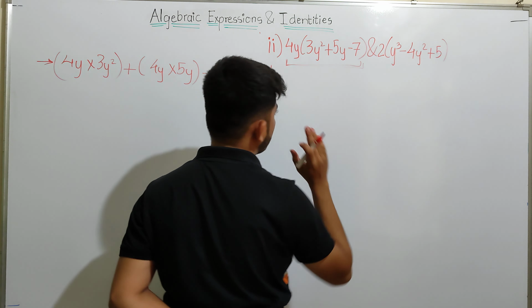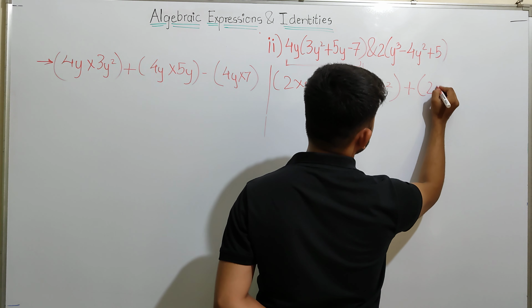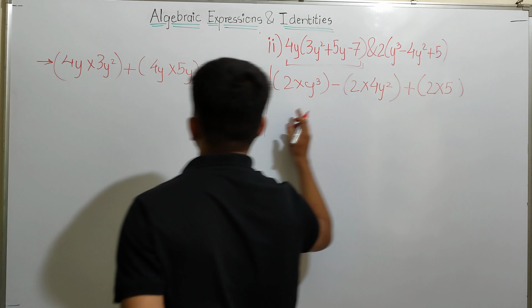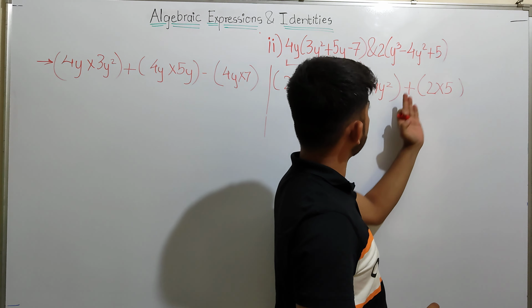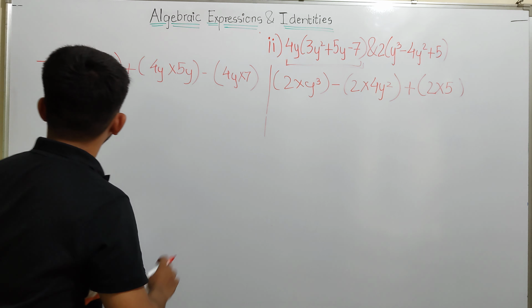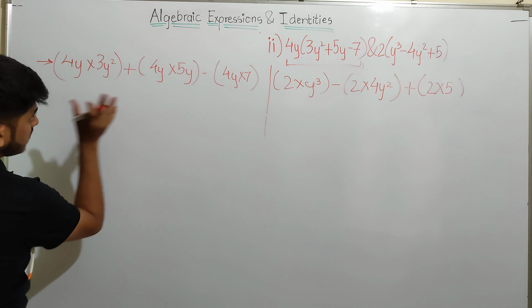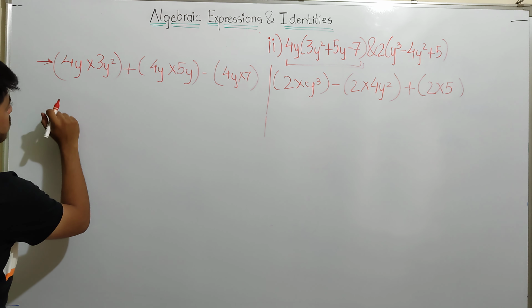Now see here, 2y cube, 2 into y cube, minus symbol as it is. Now 2 into 4y square, plus symbol as it is, 2 into 5. So this is the first step. This is the first step of the first term, and this is the first step of the second term. So coming towards the first term, 4y into 3y square.